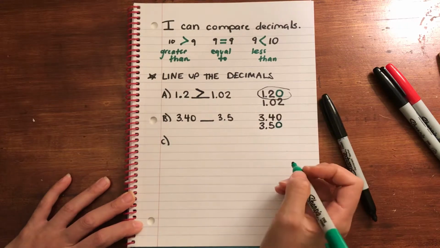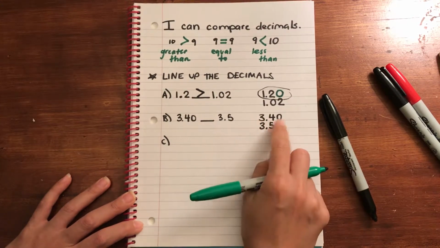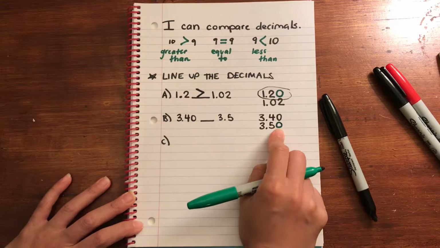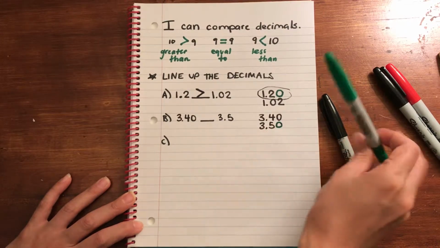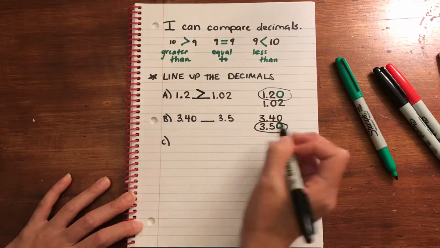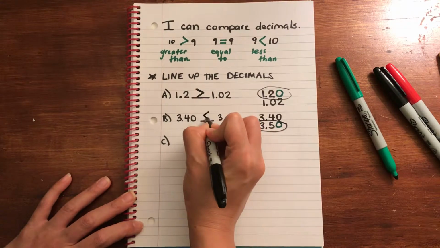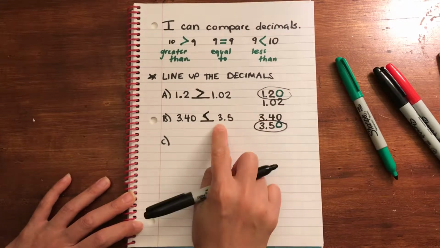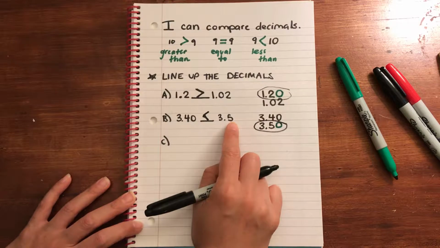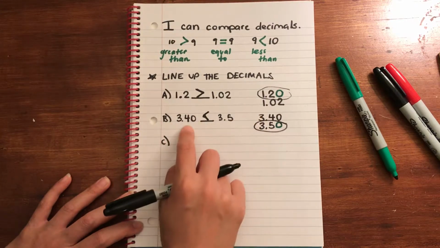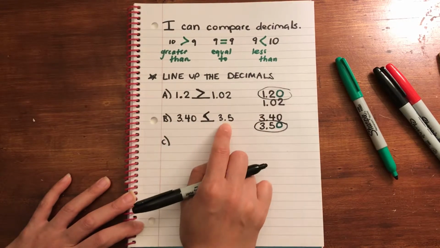So now they're both hundredths. 3 and 40/100 and 3 and 50/100. What's greater, 40 or 50? I'm going to circle my greater one, and that's going to be my greater than. 3 and 5/10. What's greater? So 3 and 40/100 is less than 3 and 5/10.